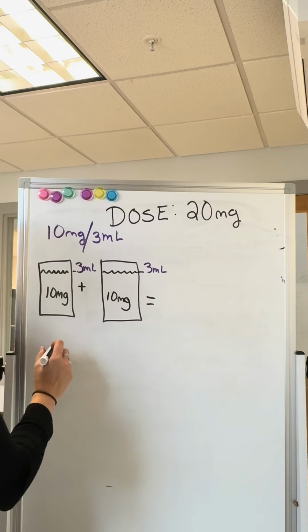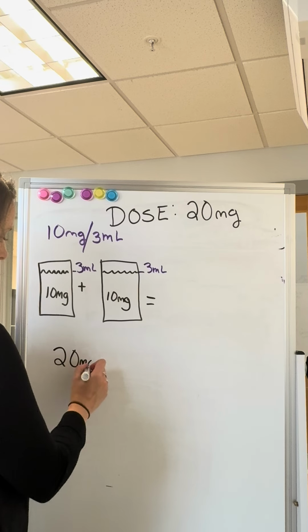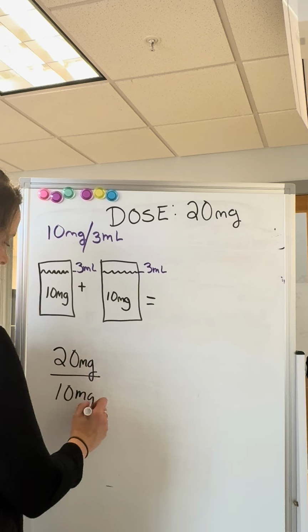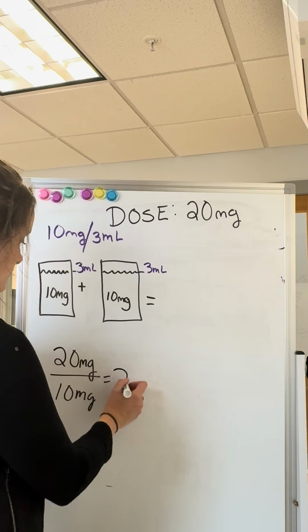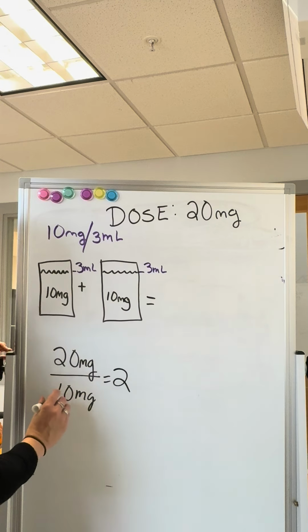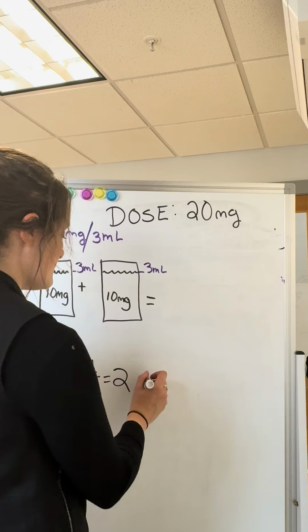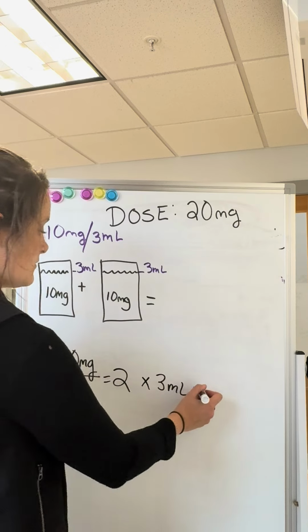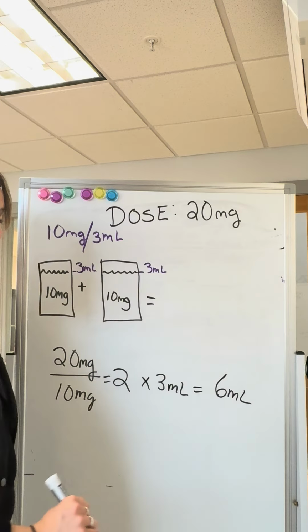So I could say, okay, I have 20 milligrams. I divide that by 10. I'm sorry, 20 divided by 10 equals 2. And then I take that 2 and I times it by 3 mLs. And that's going to equal 6 mLs. And 6 mLs is my answer.